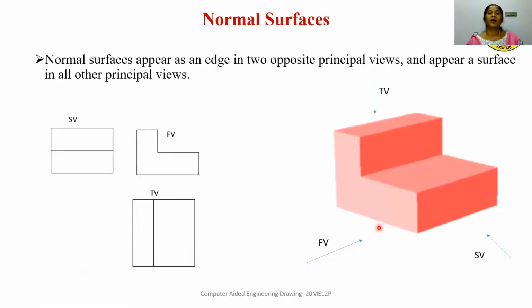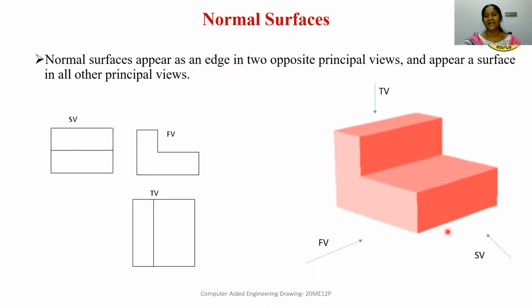Coming to how the normal surfaces appear in the three different views of a component. If you observe, I have a stepped block. In this stepped block, this is the direction of the side view, this is the direction of the front view, and this is the direction of the top view. If I observe from the side view, I can see two rectangular surfaces that are colored in red. So the normal surfaces appear as an edge in two principal views, and they appear as a surface in all other principal views.